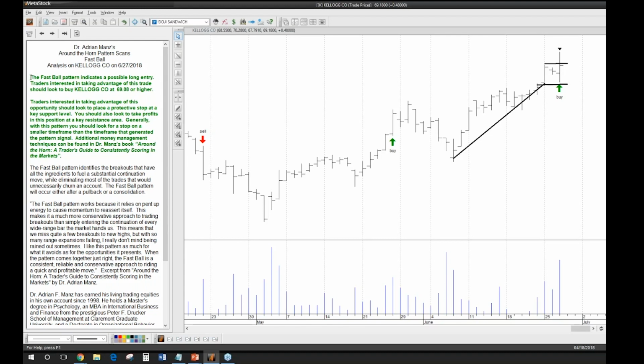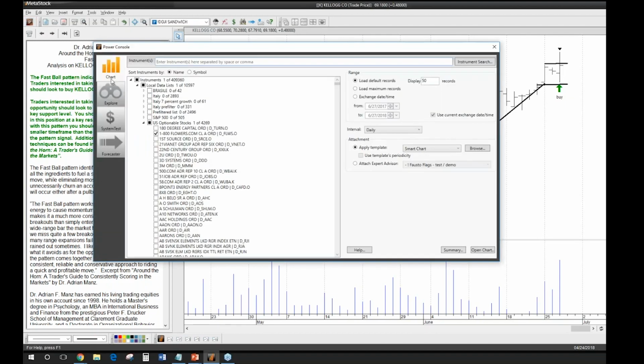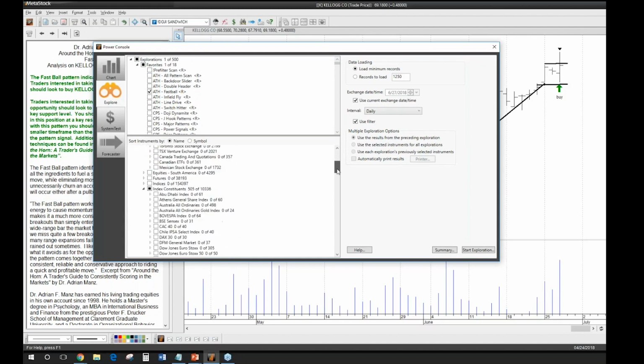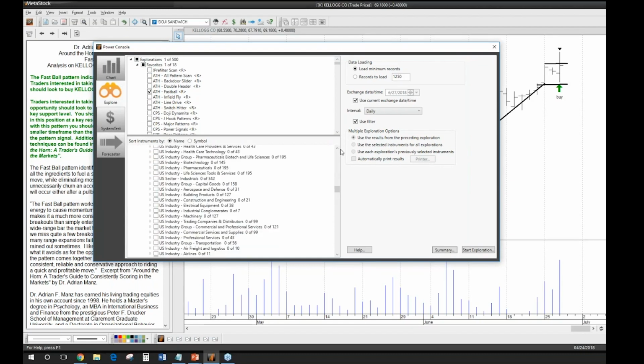And speaking of scanning, I'm going to show you how I came up with Kellogg today. If we come into the Power Console and click on Scan, what you're going to see is I've saved them as part of my favorite scans. So I'll just show you the Fastball scan. I just ran a real quick scan against the S&P 500. So I've got S&P 500 selected. Regardless of what market you're in, you can use whatever instruments you're interested in. So we'll go ahead and start that exploration.